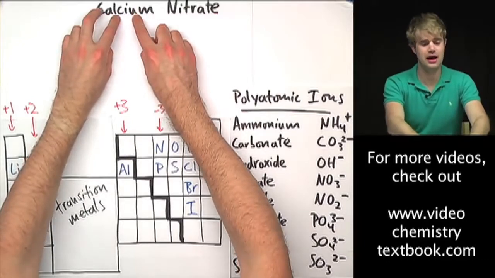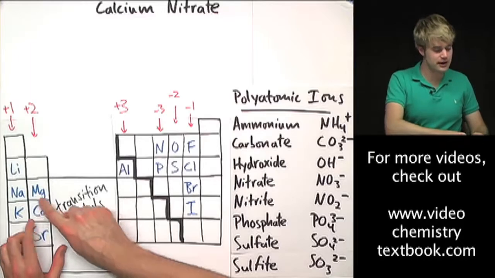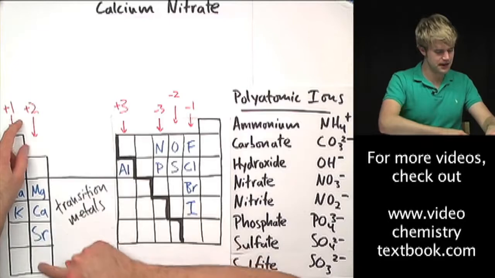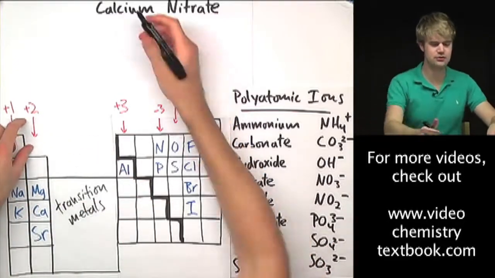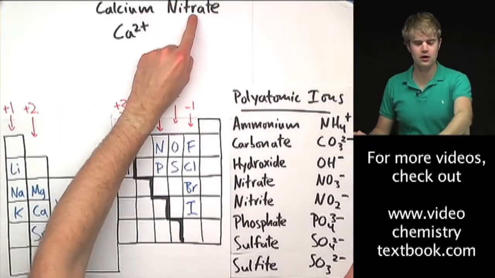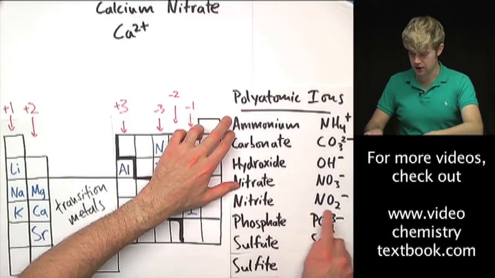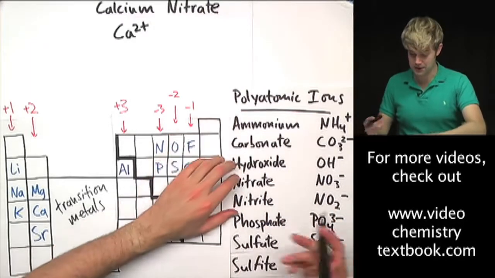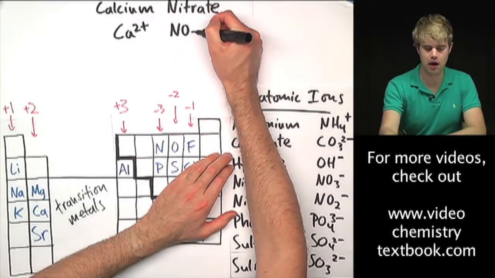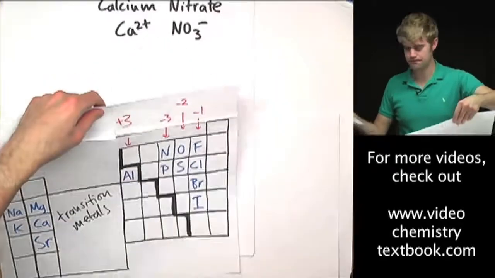So let's start out with calcium. What's the charge on calcium? Well, that's pretty easy. Calcium is right here on the periodic table, and it's in this column. Everything in this column has a 2+ charge. So I'm going to write this right up here, Ca 2+. Now nitrate. Nitrate's a polyatomic ion, and so it's on this list. Nitrate here is NO3 1-. This whole group of atoms has a 1- charge.